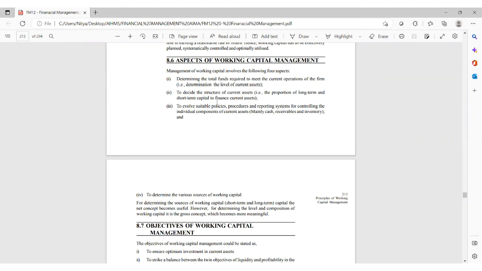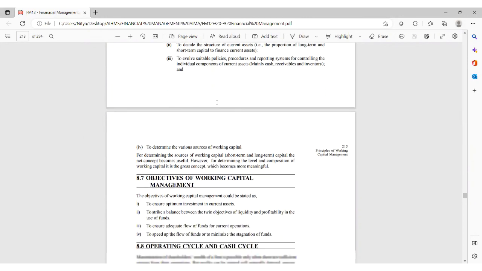Thirdly, you need to maintain certain aspects like cash, inventory, and receivables. That means I'm talking about the suitable policies and procedures and their reporting systems for controlling the individual components of working assets, which form the major components of your current assets. And the last one is to determine the various sources of working capital, right?